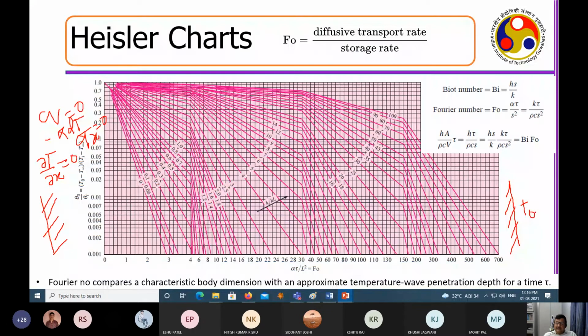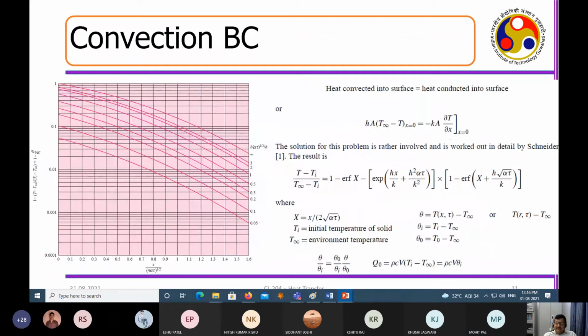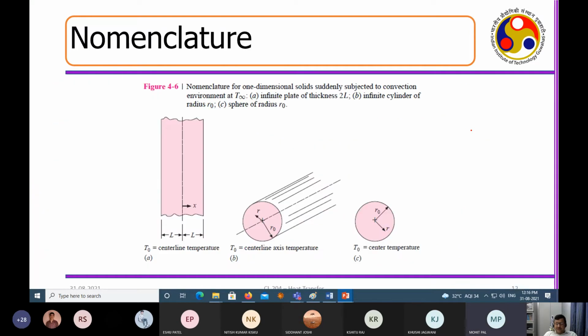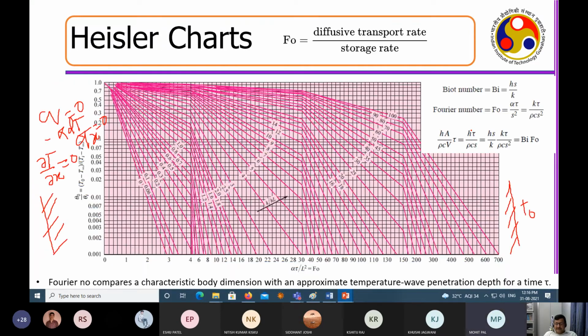A mixture of these two is called a mixed boundary condition, the Robin boundary condition. So you have Dirichlet, you have Neumann, and you have Robin boundary conditions, and three different solutions are given to you. All those solutions are a bit complicated. That's why they are always plotted in graph form for different geometries, based on dimensionless numbers. You plot in terms of dimensionless numbers.